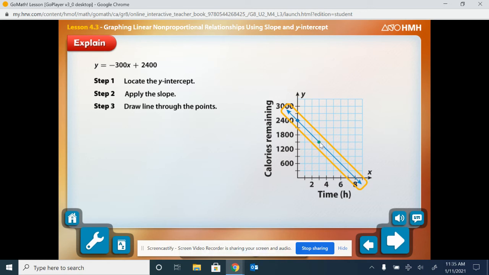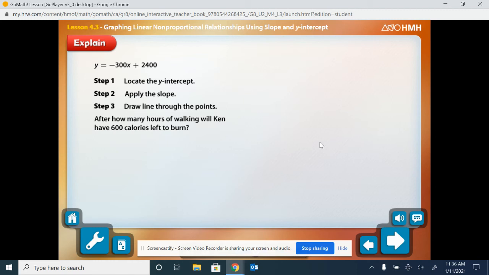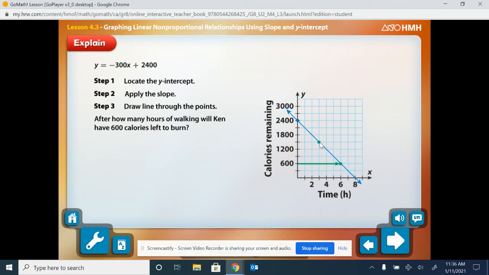Look at the line that connects these 2 points on a graph. Let's use this graph to solve a problem. When will Ken still have 600 calories left to burn? Click the point on the line that intersects with 600 calories. So looking at this graph, you start off with 2,400, and then you know that in 8 hours, there's going to be no more calories remaining. But if you want to get 600, you go to 600 on the y-axis, go across until it hits the line, then you go down to the 6, and that means it's going to take 6 hours, okay?